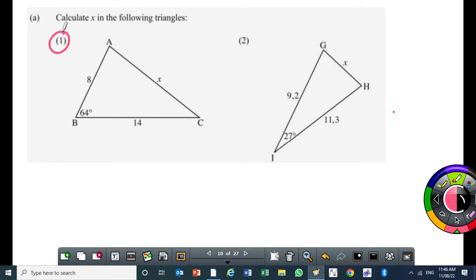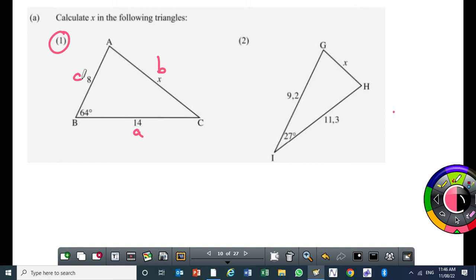So with the first one, I would suggest that you label it using the small letters. So that length there is going to be small b, and this one here is going to be small a, that one will be small c. Okay? What are we given? We are given angle B. And we have to calculate the size of x, which is equivalent to small b.